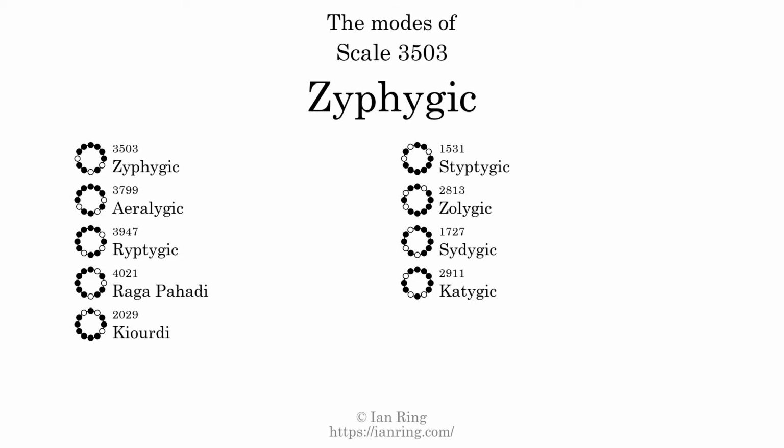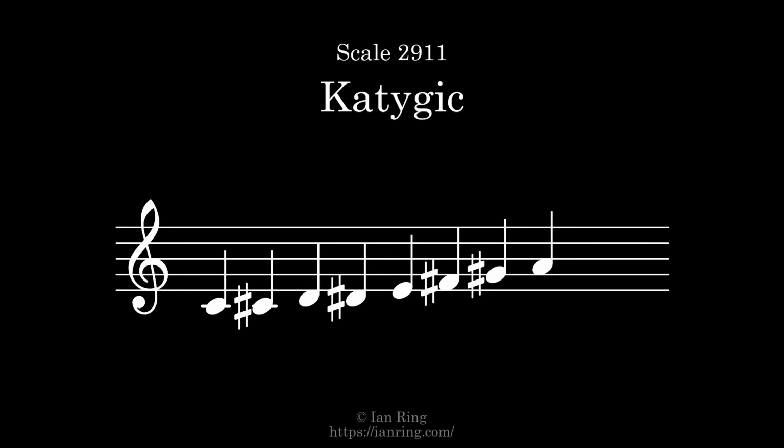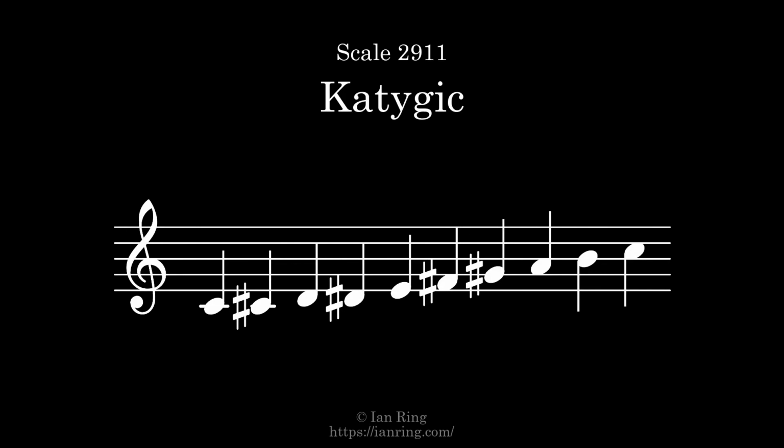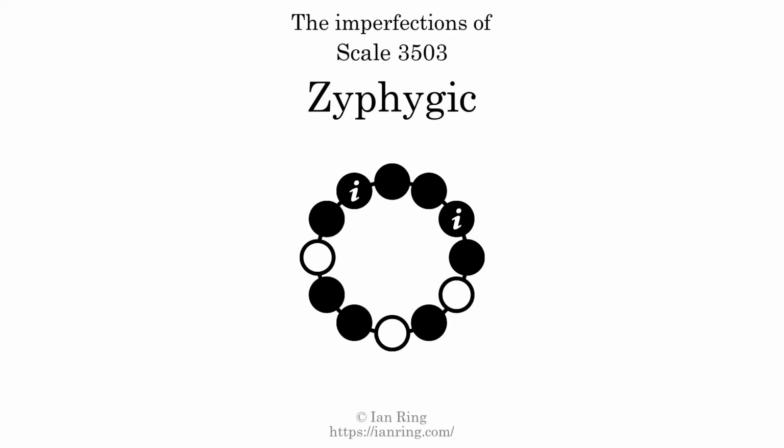The ninth and last mode is scale 2911, also known as Heteromorphisms. It sounds like this. Imperfections are tones that have no tone a perfect fifth interval above them. This scale has 2 imperfections. They are at positions here and here.